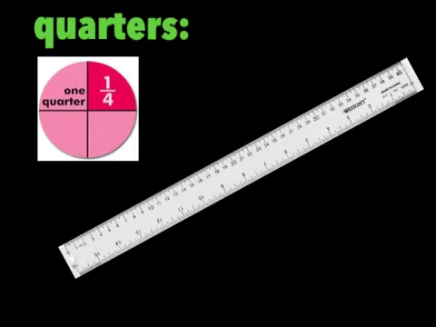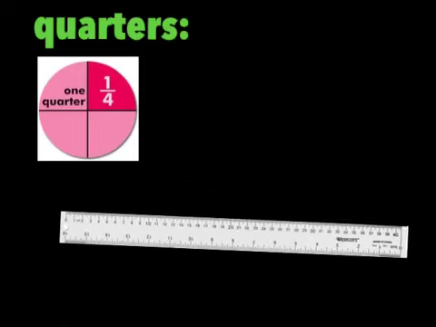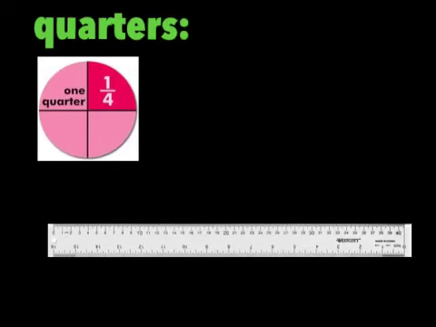Okay, let's have a look at this ruler. Now I can see on this ruler that it is 40 centimeters long. Now that tells me that I should be able to divide that into some even groups.